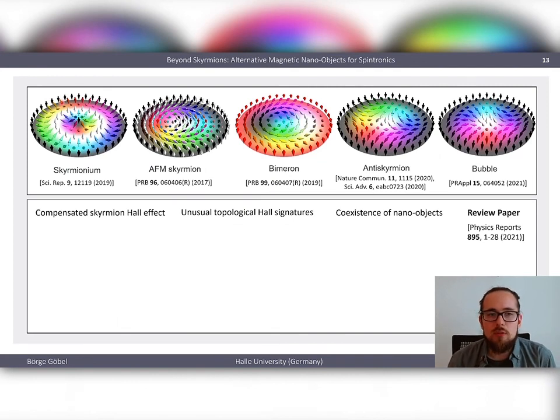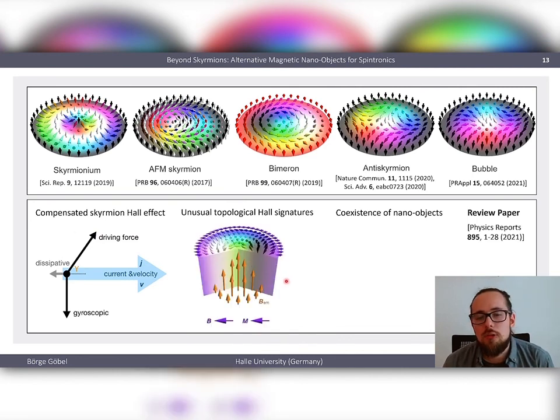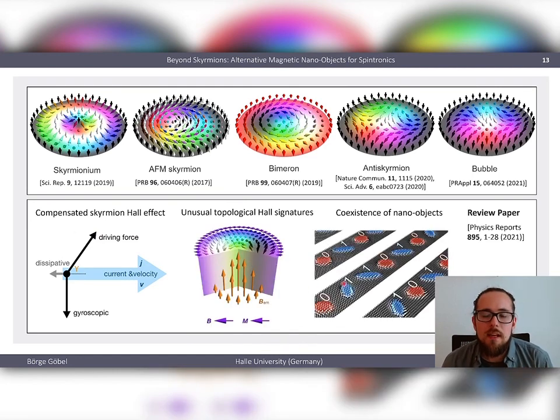Okay, so with that I want to summarize. I have briefly discussed the skyrmionium and the antiferromagnetic skyrmion, and then in detail I have discussed the bimeron, the antiskyrmion and the bubble. And what we have found is that all of them are very interesting because they have a compensated Skyrmion Hall effect. They exhibit unusual topological Hall signatures, and some of them can even coexist.